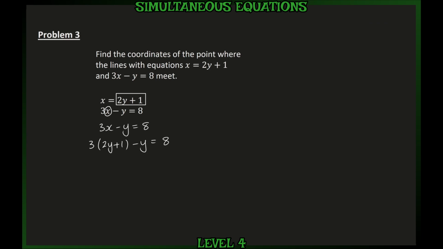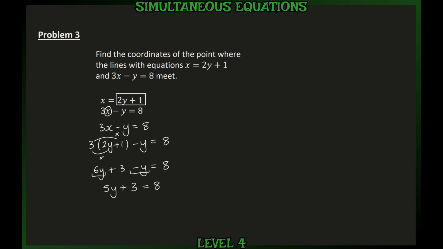We can now expand the brackets on the left. So 3 multiplied by 2y gives us 6y, and 3 multiplied by 1 gives us positive 3. We still have a minus y after it and an 8 on the other side of the equation. On the left, we can simplify again by collecting together the like terms. So we have 6y minus y, which gives us 5y. We still have a plus 3, and it's still equal to 8.